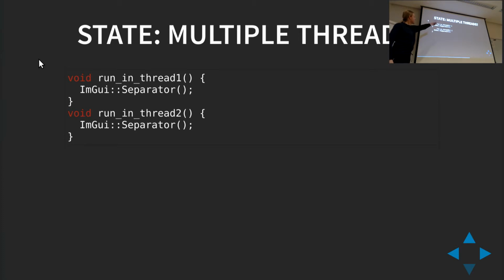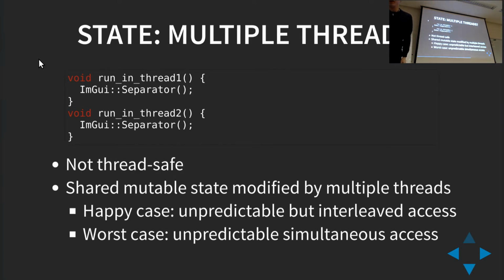If you have run separator in thread 1 and run separator in thread 2, what happens really depends on the timings and other things. It's because Dear IMGUI is not thread safe. In the happy case, you will just get one single UI with interleaved things, which is not something that you want, but it doesn't necessarily crash. In the worst case, there's some simultaneous mutation of state in the background, and then it just crashes or does the wrong thing, or yeah, it's bad. So you can't do this. It's not thread safe.